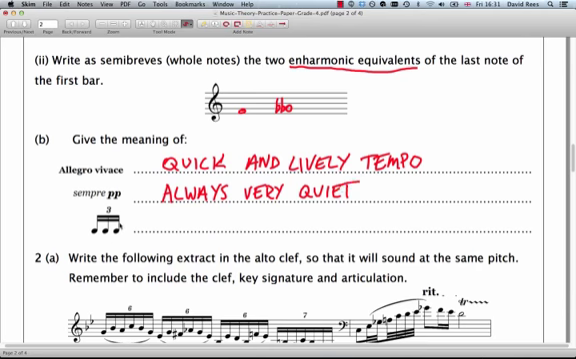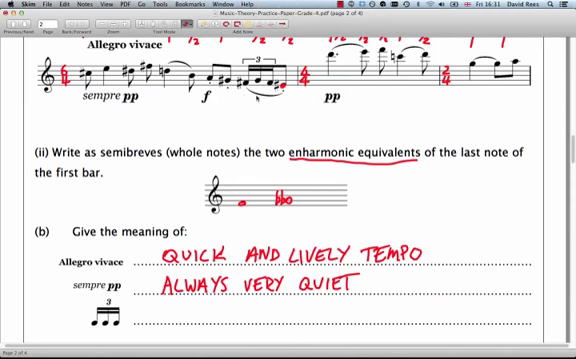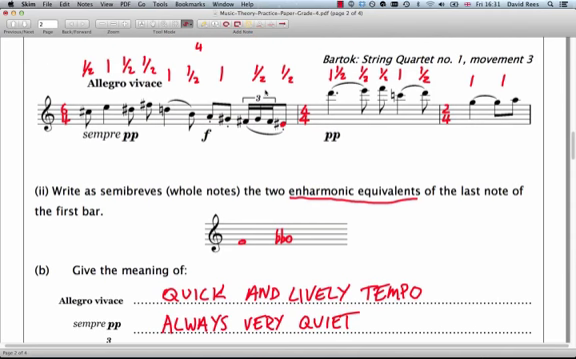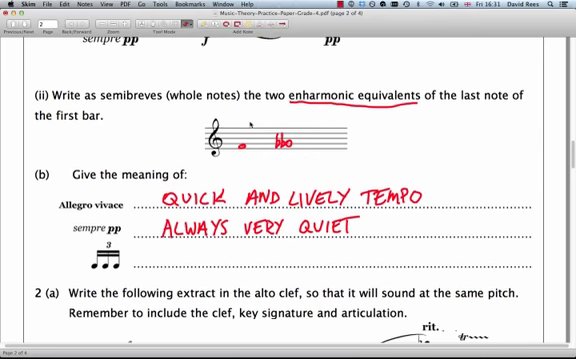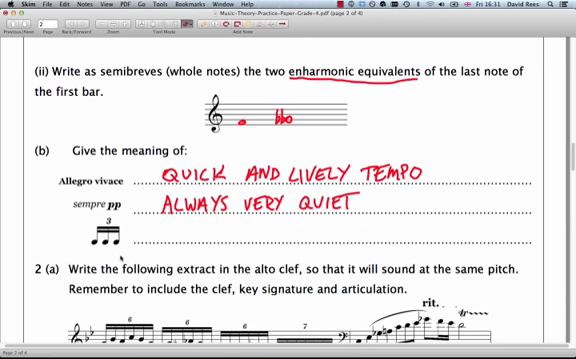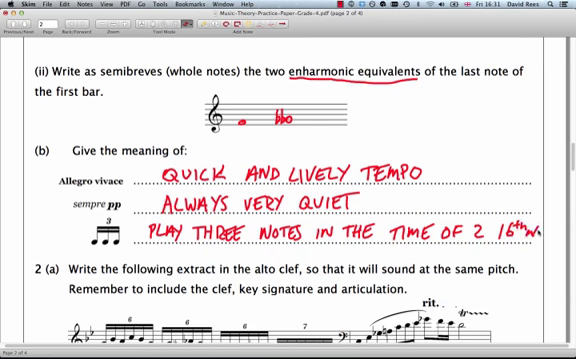Okay, and finally we've got to explain what this thing is. Well, we've talked about this a little bit already in that it's a set of triplet semiquavers. Now that means we're going to fit these 3 notes into the space of 2. So probably to define the meaning of this, you're going to say something like play 3 notes in the time of 2. I'm just going to write 16th notes.